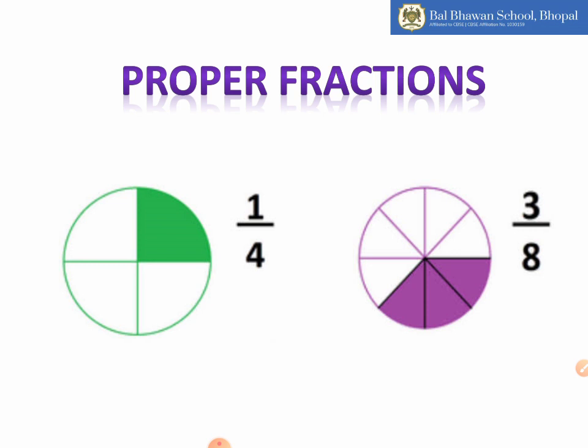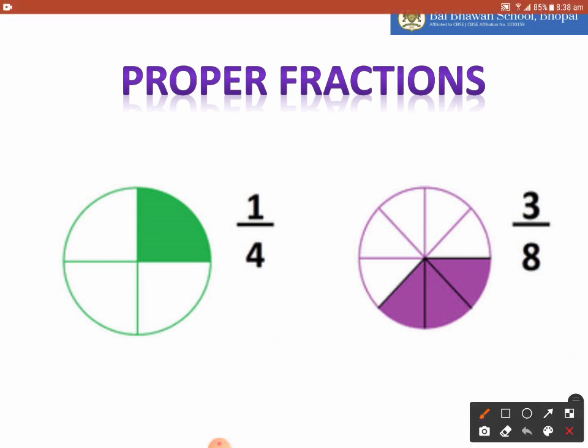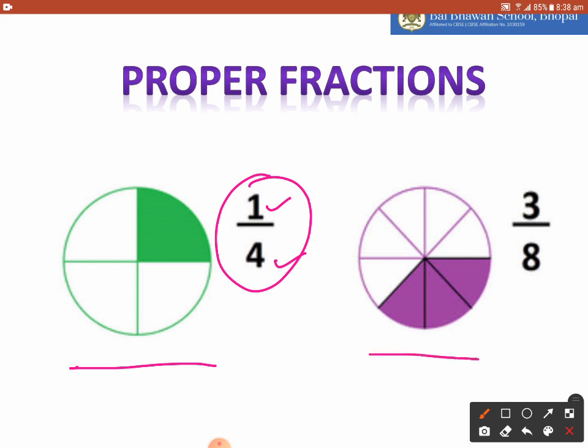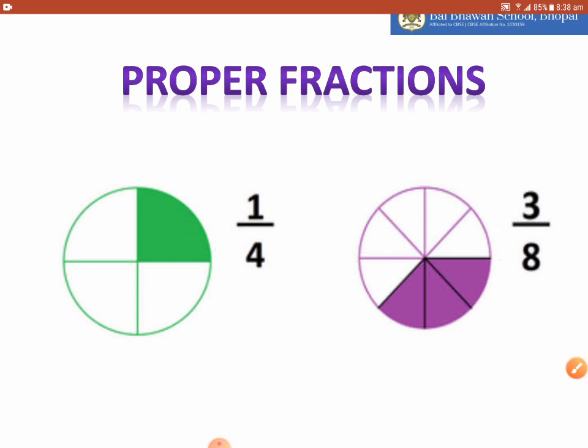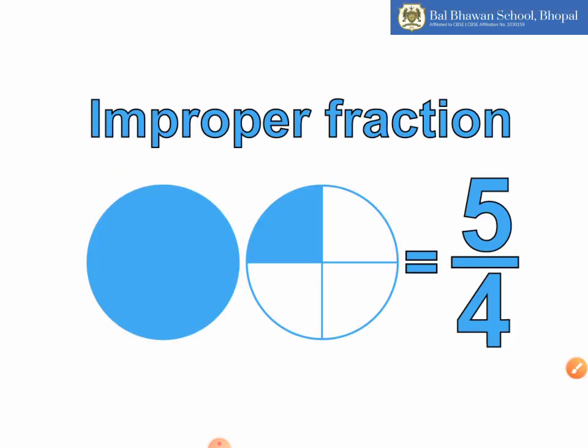In this circle, one part out of 4 equal parts is shaded. It means the fraction is 1 upon 4. Here the numerator is smaller than the denominator, that is why it is a proper fraction. In the second example, there are 8 equal parts. Out of 8 equal parts, 3 are shaded. So the fraction is 3 upon 8, where the numerator is smaller than the denominator. So these fractions are proper fractions.